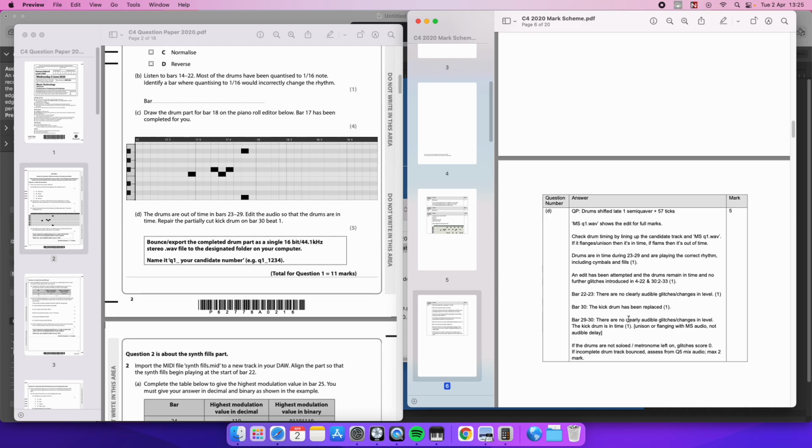Okay, it's got nothing about the cymbal sustain, so let's just leave it. I think that's okay. Again, you've got to be quick about this exam because there's so much to cover. So let's just leave it there. The drums are in time and the kick drum's been repaired. That's all it's asked us for.